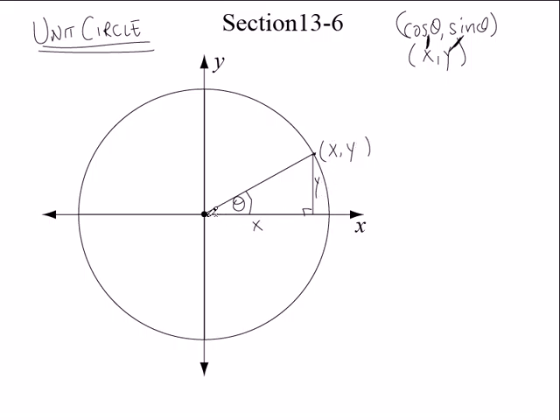For instance, if you went over 5 and up 3, you would call that thing 5, 3. That's the same thing. We just don't know how far over and up we're going because we don't know what the angle is. But we do know we go over x amount and we go up y amount, so we call that ordered pair xy.